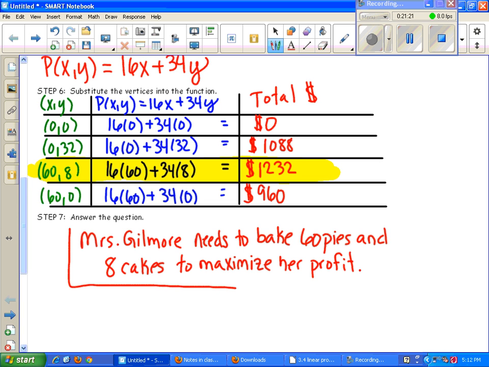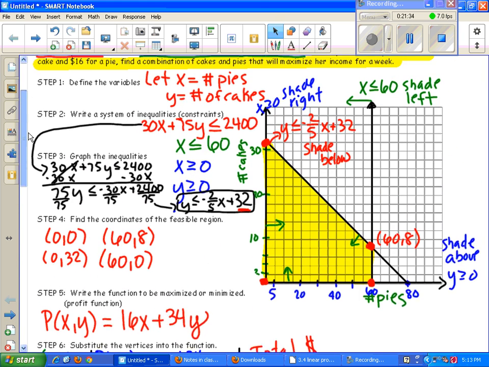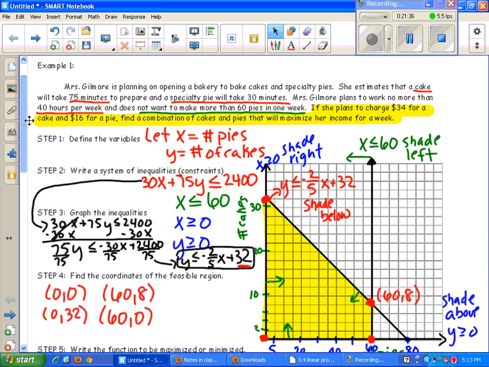And this right here is actually the answer to the entire question, but in order to get to this answer, we had to go through all of these steps. So just to recap again, the first thing I had to do was define my variables. After I do that, figure out what your equations are. After you do that, then you're going to graph them. And don't forget, since we're working with inequalities, you'll have to shade it. And this gives you your feasible region. The feasible region, again, is the coordinates where your lines are intersecting with the shading.